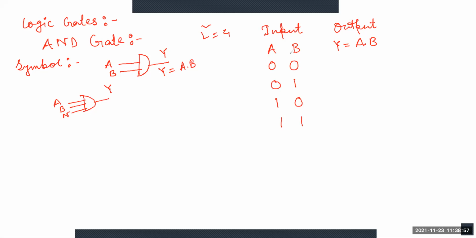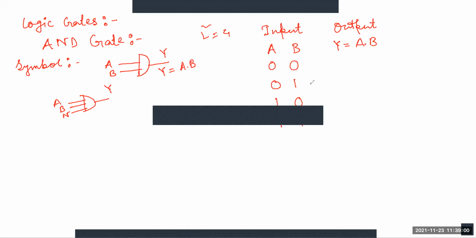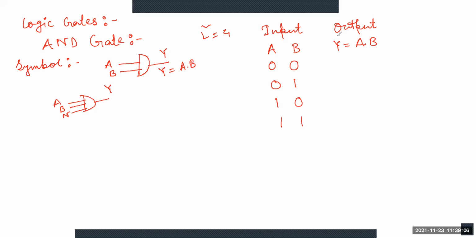Okay, so if this is our input, you already know addition, subtraction, multiplication, and division. So you just tell me the corresponding output. From 0 0, what is the output? 0. 0 1, 0. 1 0, 0. And 1 1, 1. Okay, so here you can see this is an AND gate, and this AND gate has two inputs, and we are getting only one output.